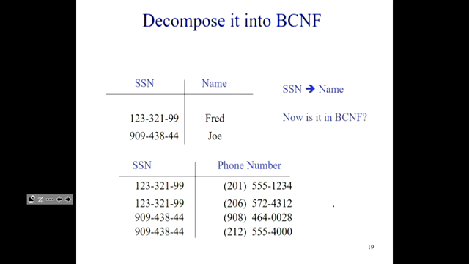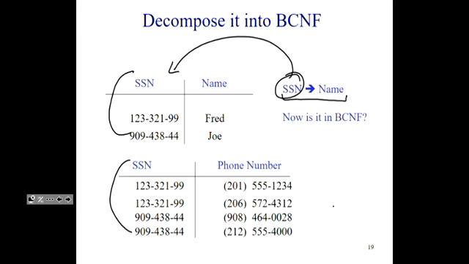All right, so on the other hand, if I decompose it into these two relations, one corresponding to SSN and name, and another corresponding to SSN and phone number, then is it in BCNF? Well, yes, because if you look at this functional dependency, the left-hand side is SSN. SSN is now a super key of this relation, right? It is in fact the key for this relation, and therefore it is a super key. And because of that, this relation is now in Boyce-Codd normal form.